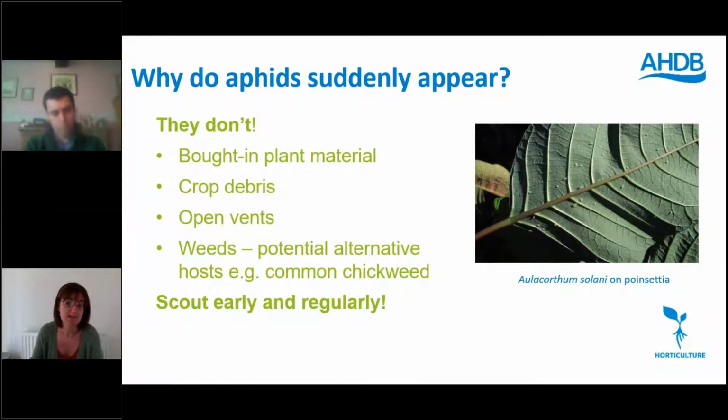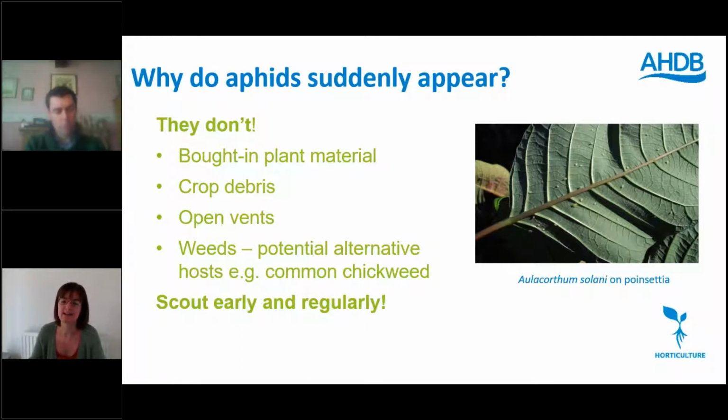They sometimes come in on bought-in plant material, not always, but sometimes. Like I say, it can be only one or two aphids on a huge batch of bought-in plant material. But if the conditions are right and they haven't been noticed, then they can quite quickly start to multiply and become an issue for you.